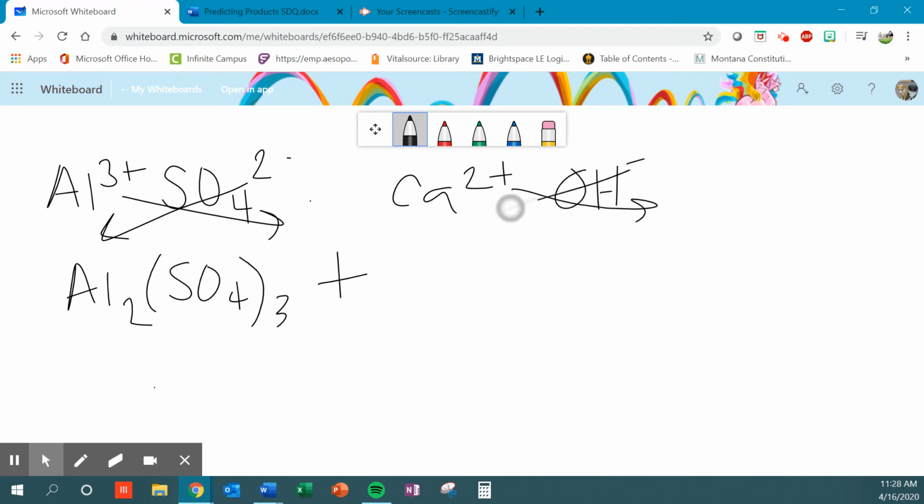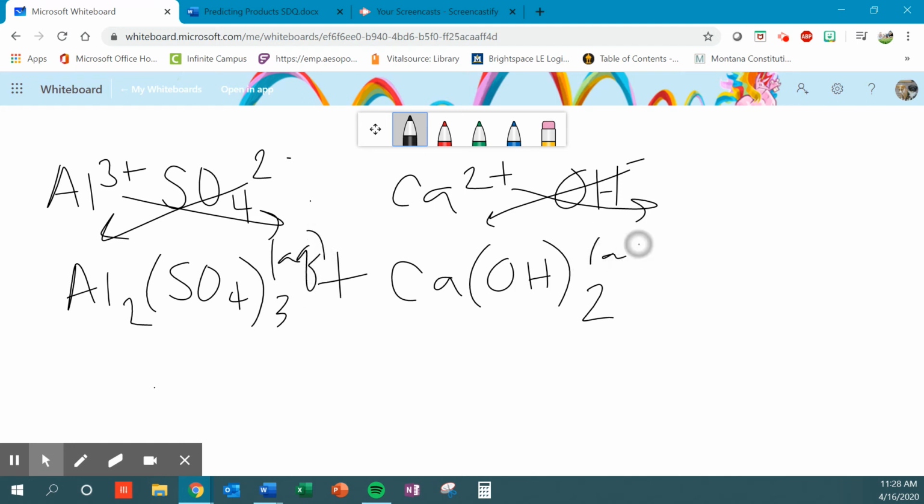And so again, I'm going to crisscross these charges to get the ratios at which they need to be. It's going to be Ca and then OH in parentheses because we can't change the subscripts with a 2 on the outside. Now, both of these are going to be aqueous, which means that they're both soluble in water. And I can tell that based off of the solubility chart that's either in the POGL or if you go to page 372, I believe it was, in your textbook, there is table 11.3 that are the solubility rules.